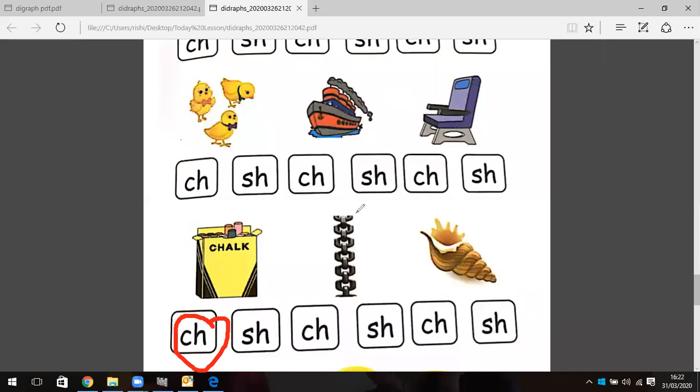Okay, so this is a chain, Khalid. So chain starts with which digraph? With sh or ch? Ch. Very good, Khalid. That's good. Very nice. Okay, mute yourself, Khalid. Great job.